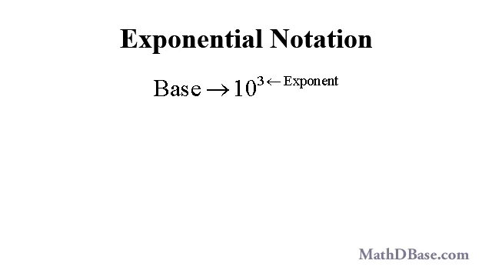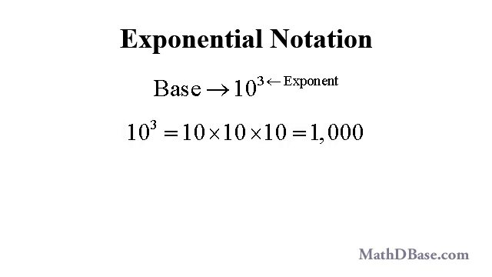Exponential notation is the use of exponents as shorthand in writing large or small numbers. In the expression 10 with a small 3 above and to the right of it, pronounced 10 cubed or 10 to the third, the 10 is called the base and the 3 is called the exponent or power. The base tells you which number to repeat and the exponent tells you how many times to repeat it. 10 cubed is the same as 10 times 10 times 10, which equals 1,000.